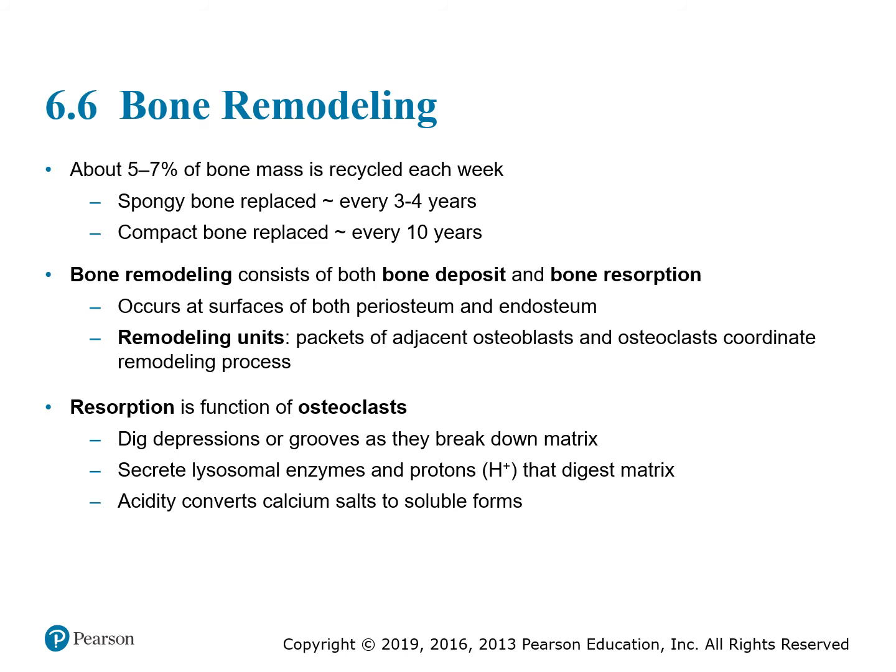Okay, now once you're done growing, this is not it for the activity of bone tissue. So bone remodeling occurs on a constant basis. So it's about 5 to 7% of bone mass that gets recycled each week. And what that means is the spongy bone in your skeleton gets completely replaced about every 3 or 4 years, and the compact bone gets replaced about every 10 years.